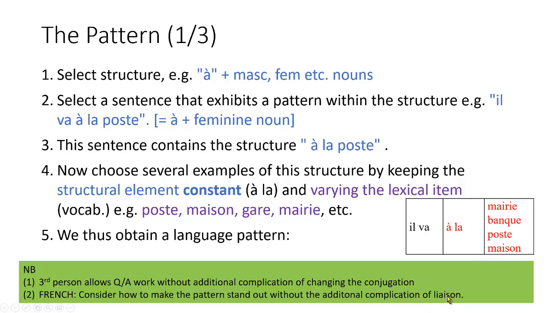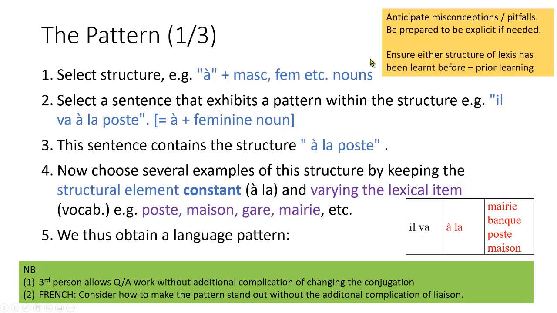And in French, consider how to make that pattern stand out without any additional complication of pronunciation or liaison. So in this example, I know that with je vais, I go, it ends with an S. You can say je vais à la banque or je vais à la banque. If there's anything where you'd have to have done that liaison in whatever structure you're doing, I'd avoid it for the example, because there's a danger that they might think it's je vais à ça. They might think the word ça means to the. So anticipate these misconceptions, be prepared to be explicit if necessary, and ensure that all these words have been learnt before.